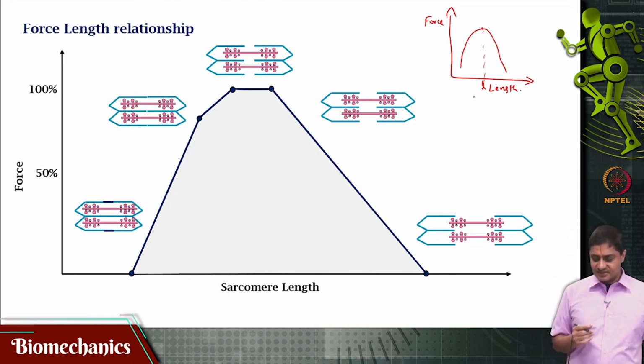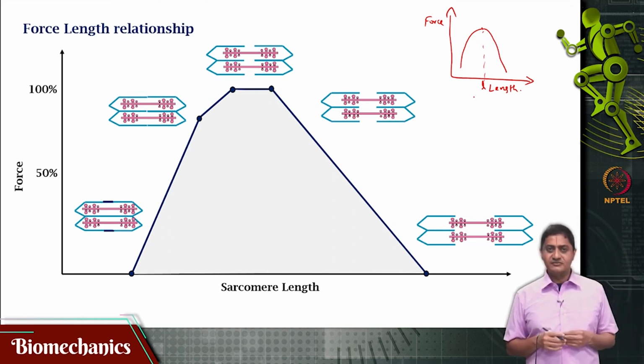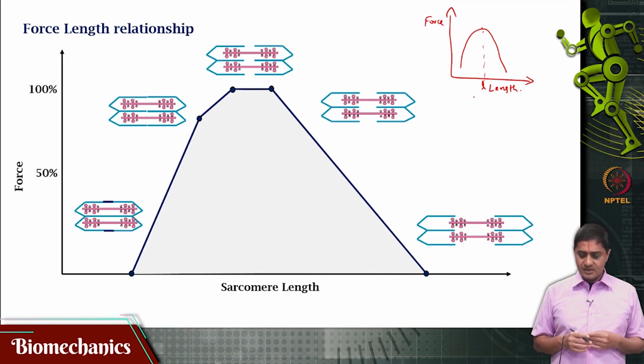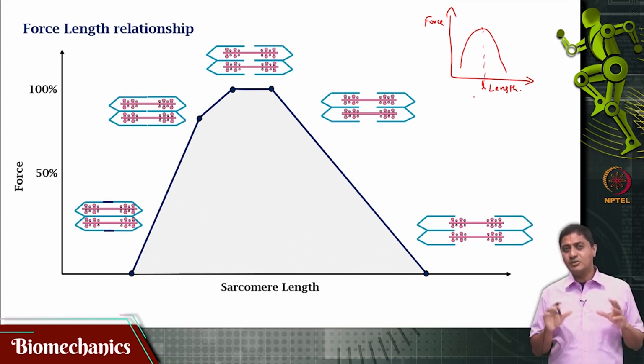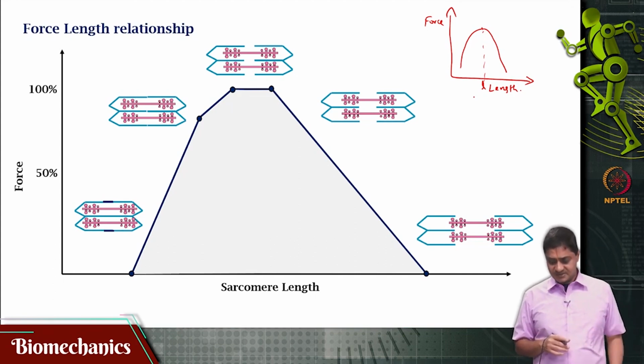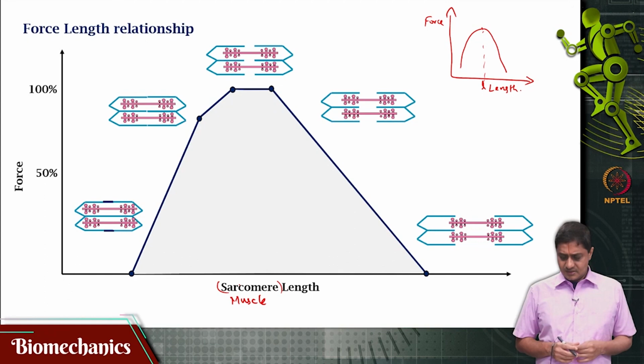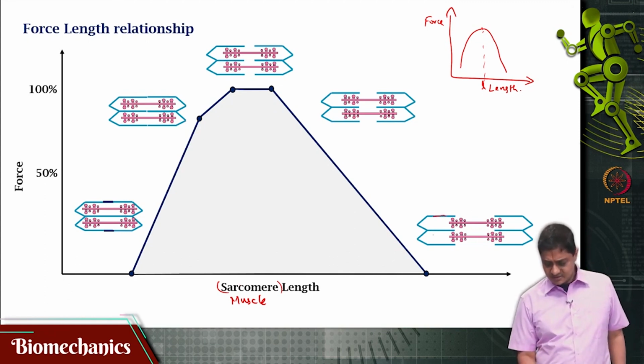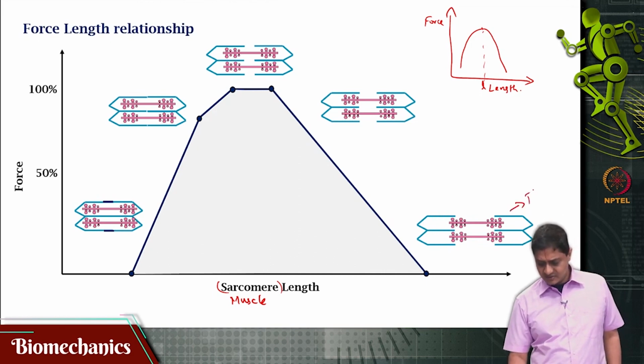Let us try and understand the mechanism by which force and length are related. Now, let us start by analyzing what happens at the highest length. When the sarcomere is at its longest, the blue lines show the actin filaments or the thin filaments. The pink lines show the thick or the myosin filaments.